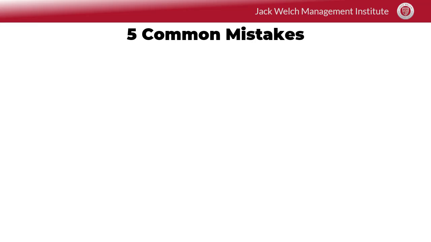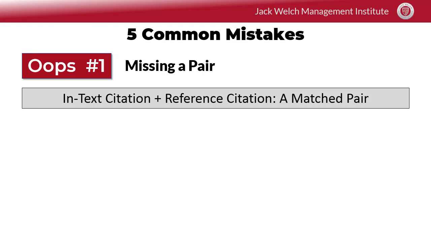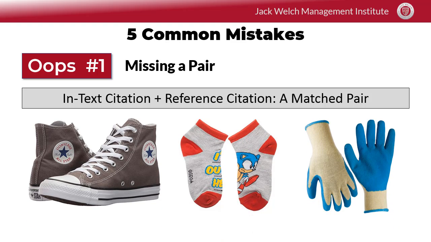Now, let's look at the 5 most common mistakes when using sources, and of course, how to correct them. Oops number 1 is missing a pair. An in-text citation must always be matched with a reference citation. You can't have one without the other. They're like shoes, socks, and gloves. Pretty much useless unless you have them both.